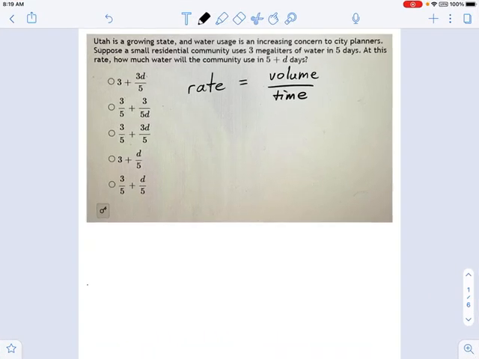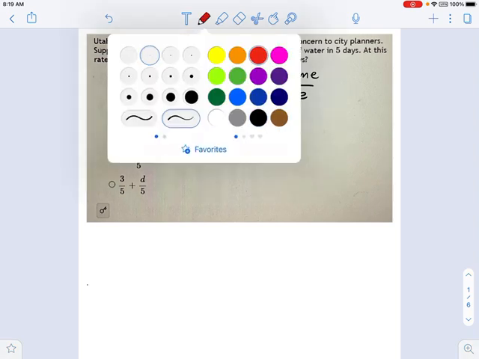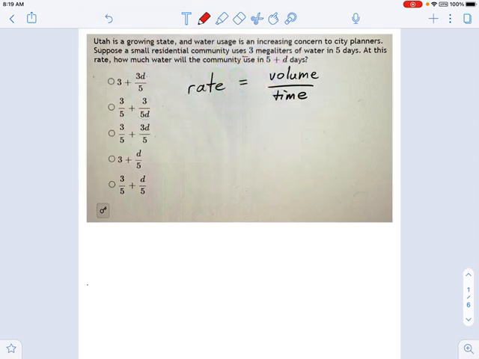In this problem, we've got a city planner who apparently wants to know how much water is going to be used in a certain amount of time. We want an equation for that. So let's take the information we're given here, which is a certain community uses 3 megaliters of water in 5 days. And we're going to turn that into an equation that'll tell us how much water is used in 5 plus d days. Okay, so we'll maybe project this forward so we can know how much water is going to be used next month. Why don't we start with this?